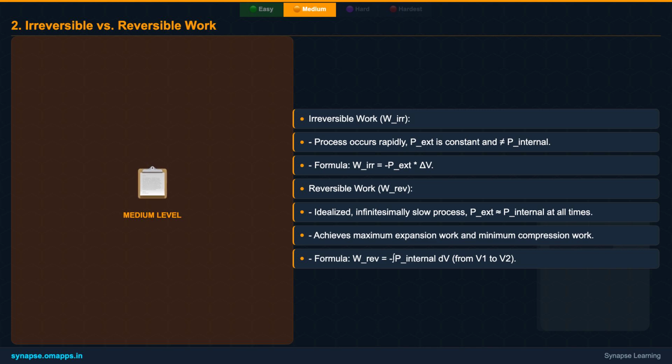Irreversible work occurs rapidly, where the external pressure is constant and significantly different from the system's internal pressure. This is the simpler W equals P_ext times delta V calculation.